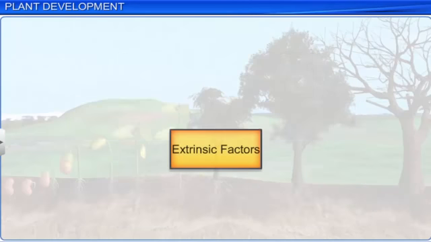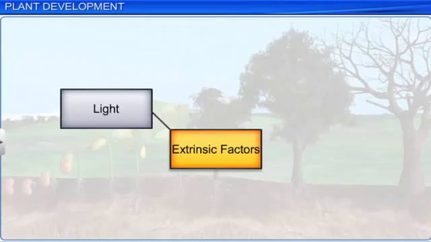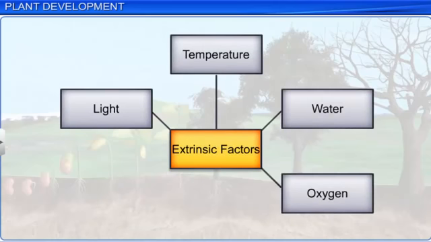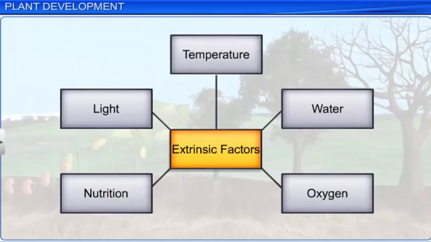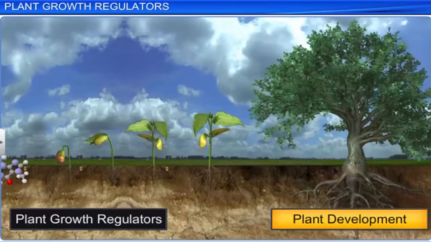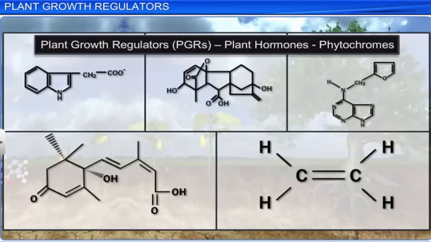Extrinsic factors include light, temperature, and the availability of water, oxygen, and nutrition. In plants, growth regulators or PGRs intrinsically control development. These regulators are chemical compounds and are also called plant hormones or phytohormones.